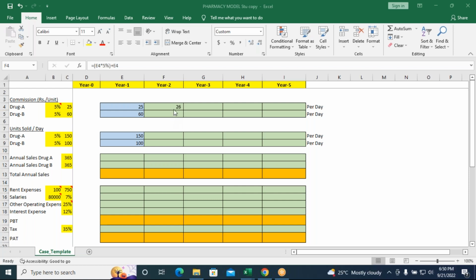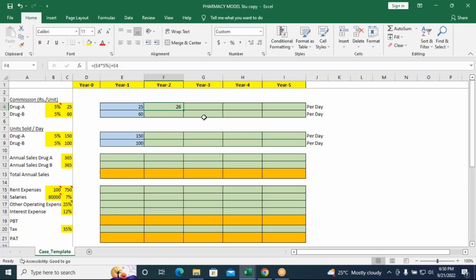Actually, they have said in the question that every year the price would increase by 5%, right? Yes, the price. Here you can see it is year on year growth of 5%. So I need to do this. And here also the quantity that is sold has 5% growth. So in both cases I have to increase the value by 5%.